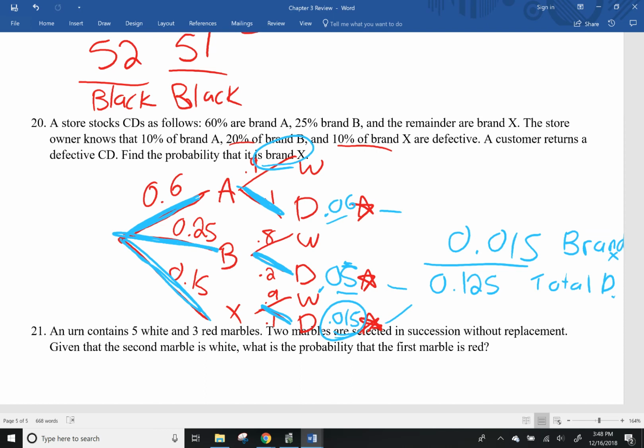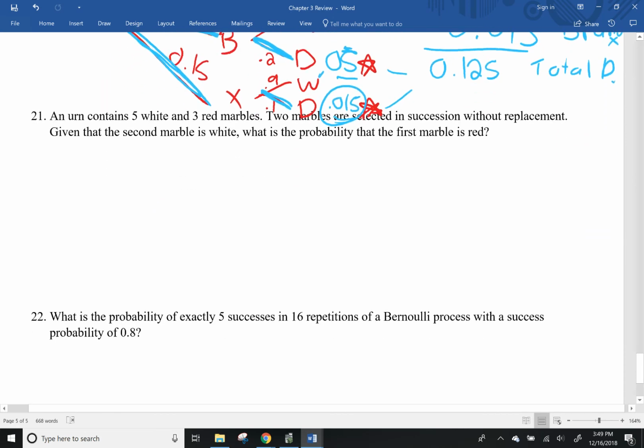So if you take 0.015 and divide it by 0.125, 0.015 divided by 0.125 equals 0.12, I guess. I think that's the answer, assuming my calculator did it right. It might not have, but here's the hoping. I think it's right. Number 21.